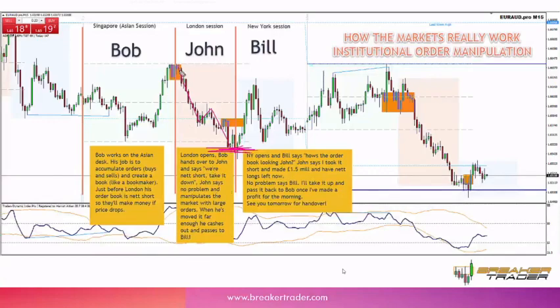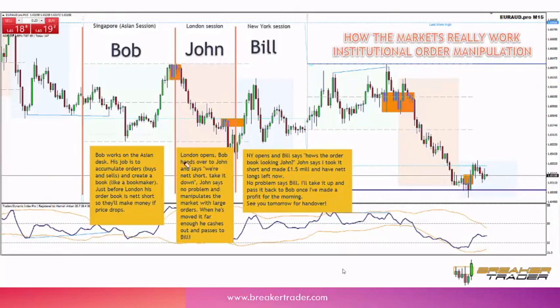John says no problem, manipulates the market with all the large orders, and when he's moved it far enough, he cashes out and passes over to Bill. All right, these blue lines here are indicative of what we call the average daily range. You can see how price hits the average daily range and bounces off of it, and that's because he can only move the market so far with the orders that he has before it doesn't become profitable for him to move it any further. Okay, so his book is complete, if you like.